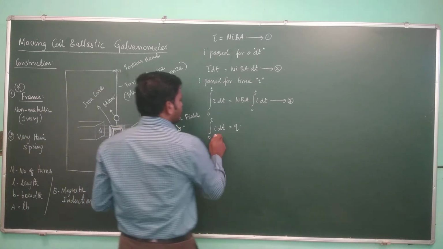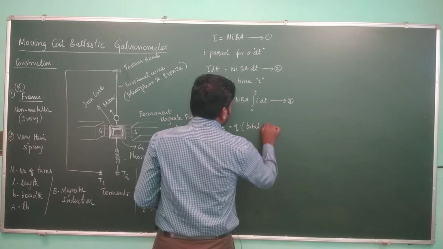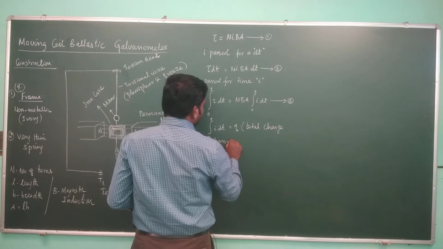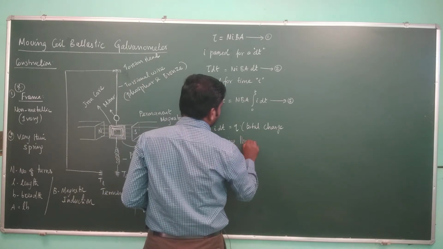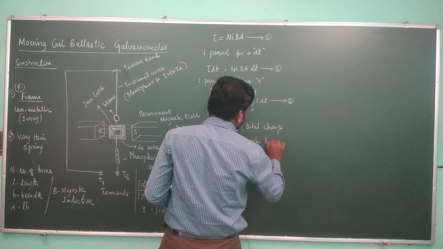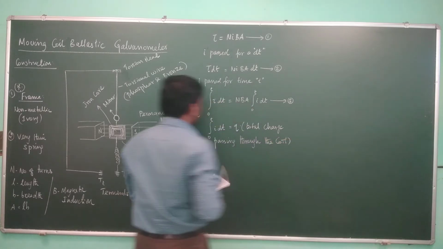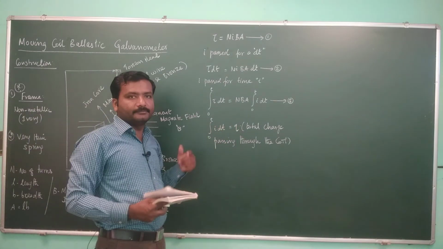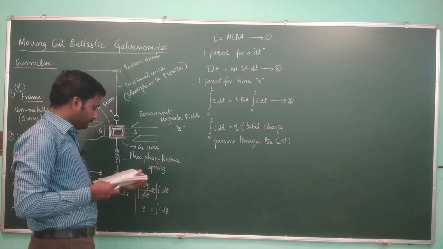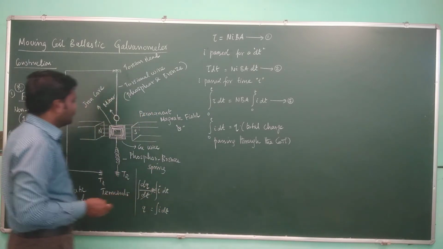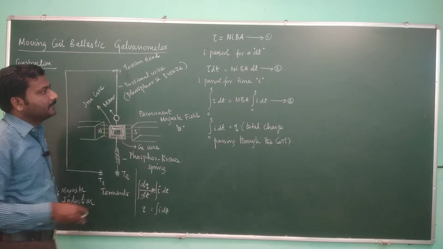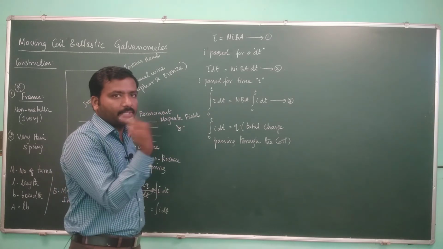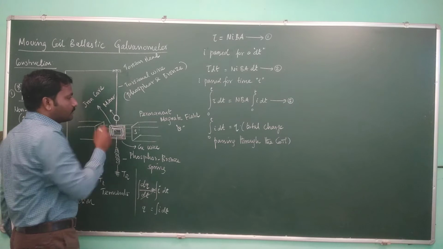Now this q is nothing but the total charge passing through the coil in the given time t, right? Fine. Now as it gets an angular impulse, there is an impulse created. It is an angular impulse, not a linear impulse. It starts to rotate about an axis, this axis. So there is an angular impulse.